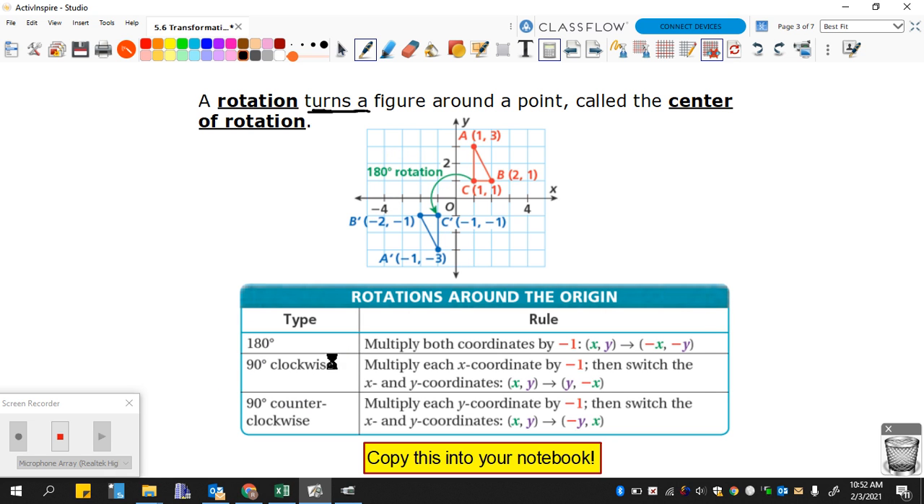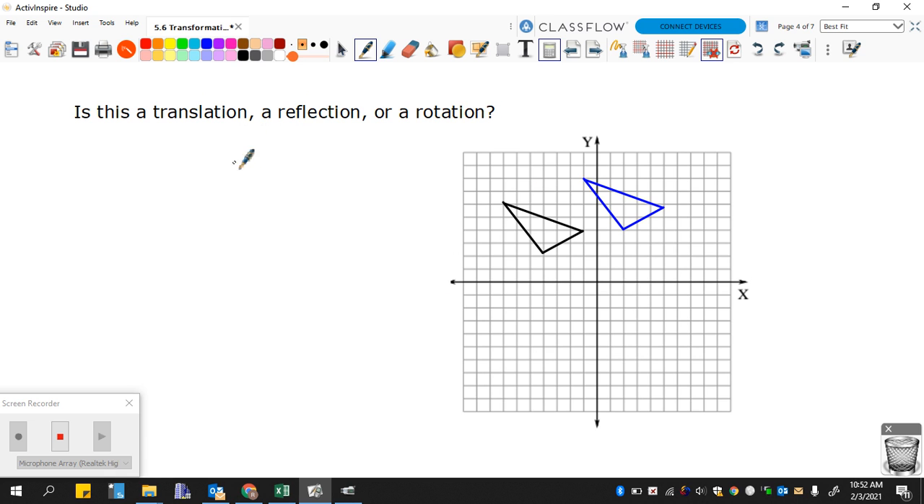Okay, is this a translation, a reflection, or a rotation? Well, if you look here, we're going from the black to the blue, and it's not flipped around or turned or anything. It's just slid across. We just slid it straight up like that. It didn't change it, and so this is a translation.